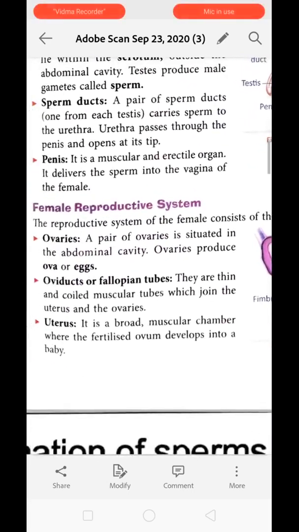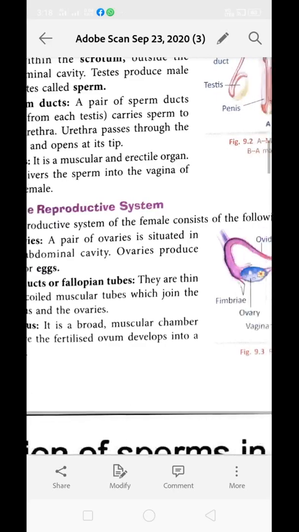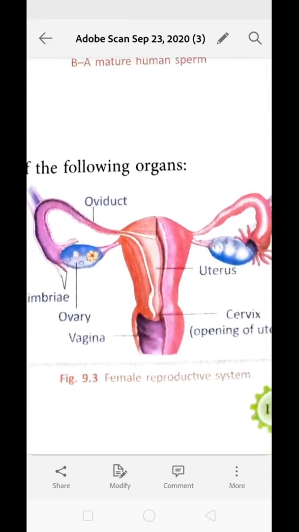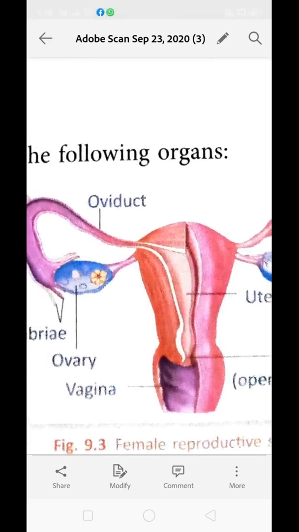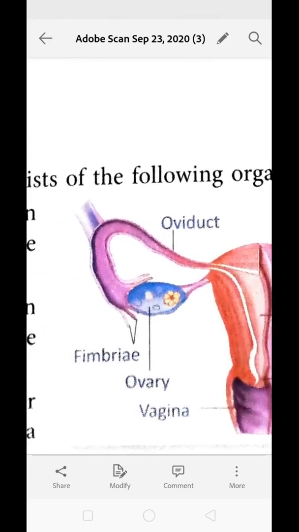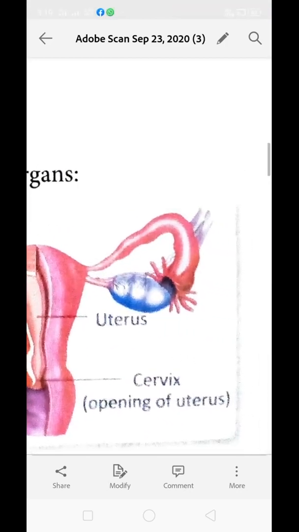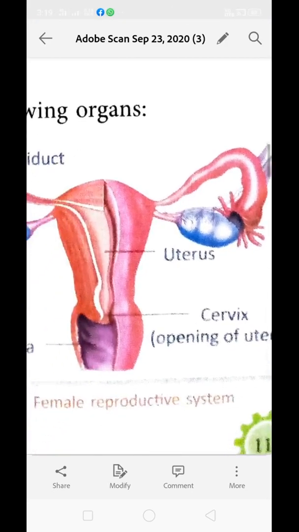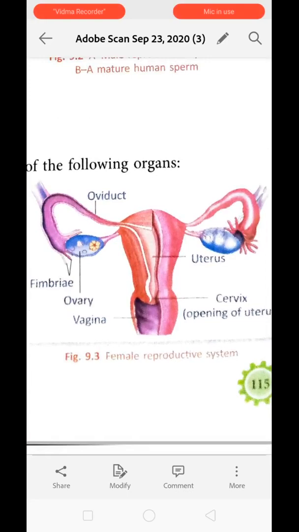Next is the female reproductive system. This is the female reproductive system. Again, both sides are the same for the female reproductive system as well. But over here, half of the part is cut open for you, so that you can understand the inside structure, whereas half of the part is still compact, so you can understand how it looks. Understood, class?